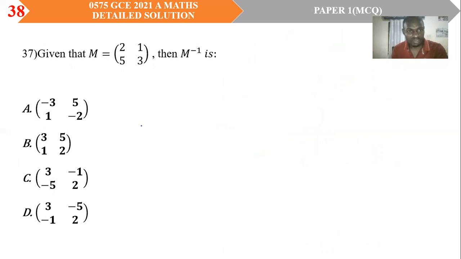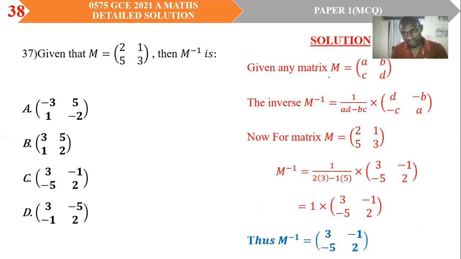Question 37. Given that M is equal to 2, 1, 5, 3, then M inverse is... Solution. Given any matrix M equal A, B, C, D, the inverse matrix M to the -1 is equal to 1 over AD minus BC, these diagonals, times the adjoint of the matrix, which is obtained by interchanging the leading diagonal and changing the sign of the other diagonal. In this diagonal, we change the sign of the entries.